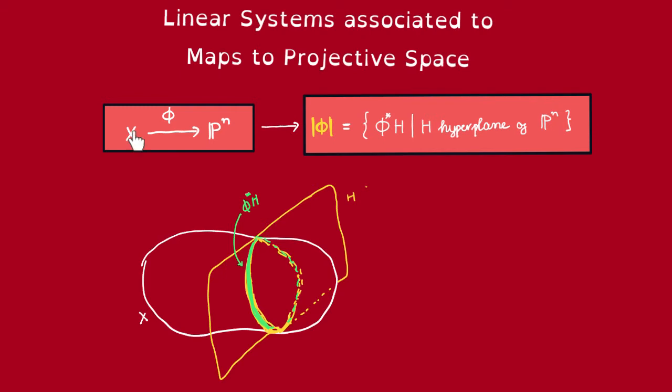For example, if X already lies in Pn, and this is just an inclusion of a subcomplex manifold, then we can see in this picture the collection of divisors here. So if H here is a hyperplane in Pn, then this pullback of H is just going to be this green curve. Our next question, naturally, will be which collection of divisors arise this way?